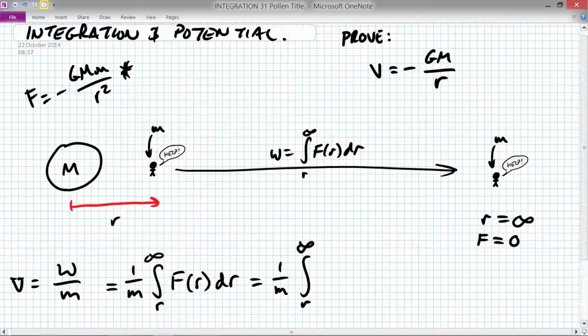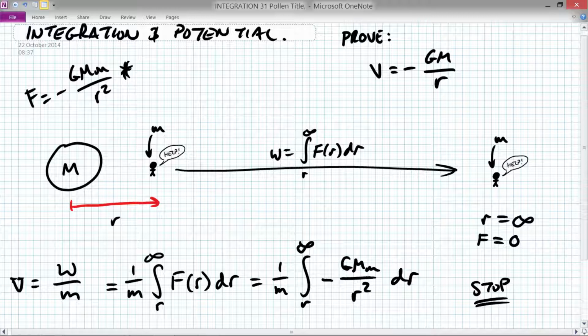And that's going to be substituting in minus GMm over r squared dr. And I'm just going to stop there, and if you want to have a go at this on your own, pause the video, have a go, see how you do. Okay, so I'm going to carry on with this.